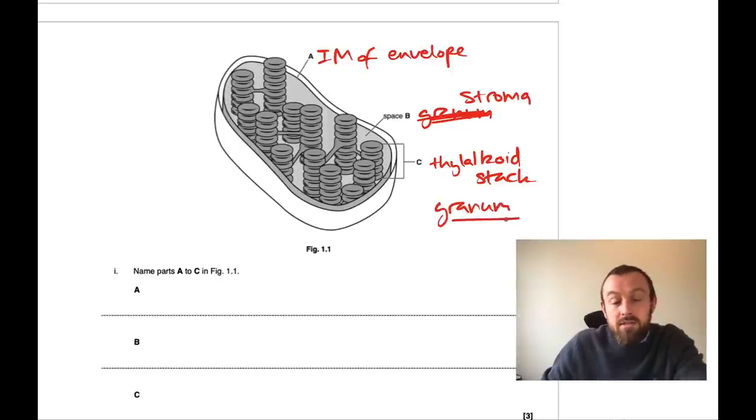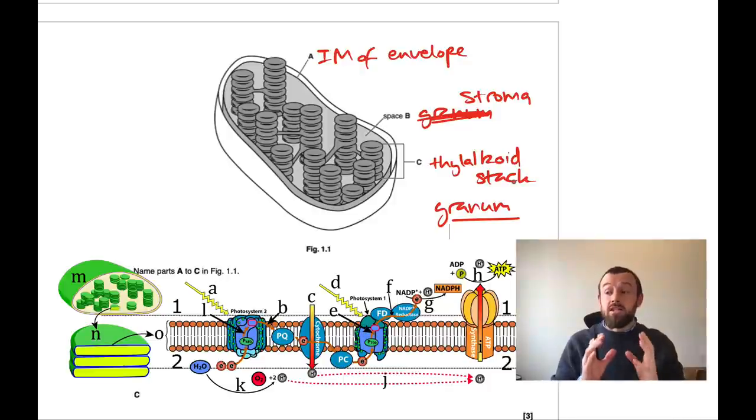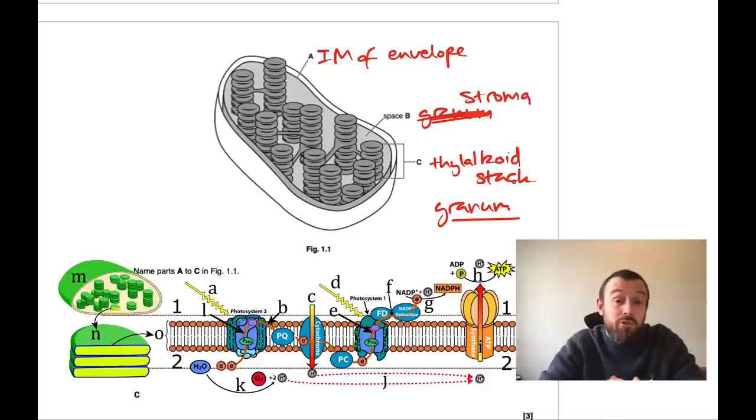So how is it adapted? Well, it contains tons and tons of photosystems. That's worth a mark. Lots of proteins within the electron transport chain. It contains ATP synthase. It contains lots of photosynthetic pigments. All these things are worthy of marks, okay?